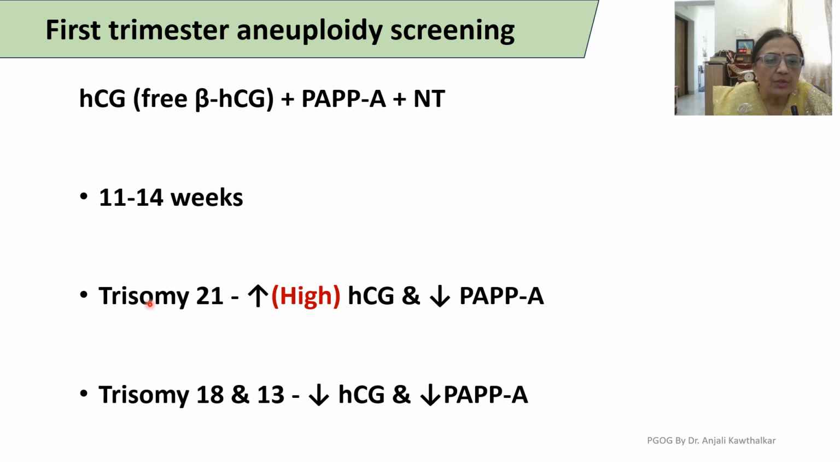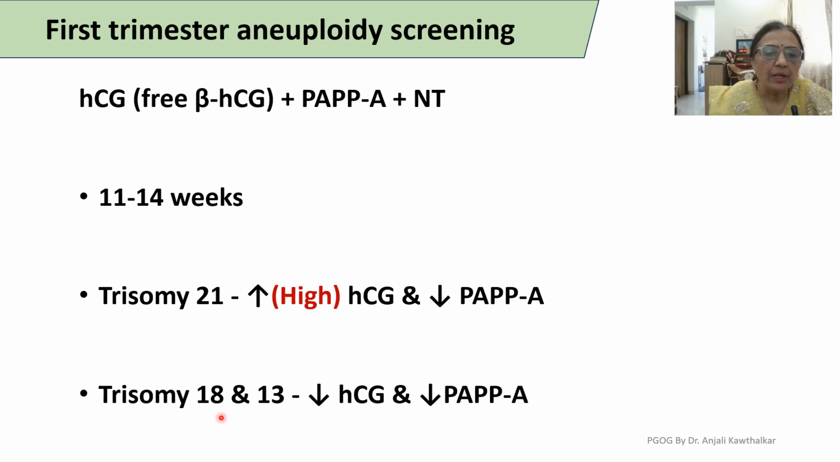What is happening in trisomy 21 is there is an increase in hCG, whereas there is a fall in PAPP-A. How I have remembered it throughout my career is H is for high. So whenever there is a trisomy 21, there is a high hCG. If you remember that, the rest of the things are lower. That becomes easier for us to remember that with Down syndrome, hCG is always raised. So H is for high hCG.